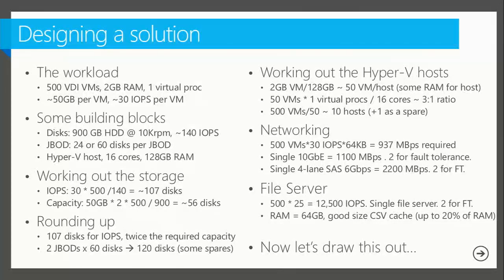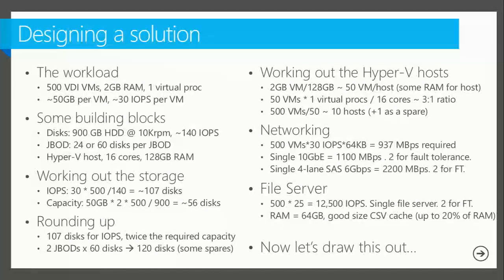Now on the SAS backend, a single 4-lane SAS at 6 gig gives you about 2200. You have 2 anyway for fault tolerance, so you have plenty on the SAS side to keep up with what you have on the networking. File server, you have a healthy number of IOPS there. That's actually, that should be 50. Anyway, a single file server will be able to keep up just fine, right? There's no big stress there.